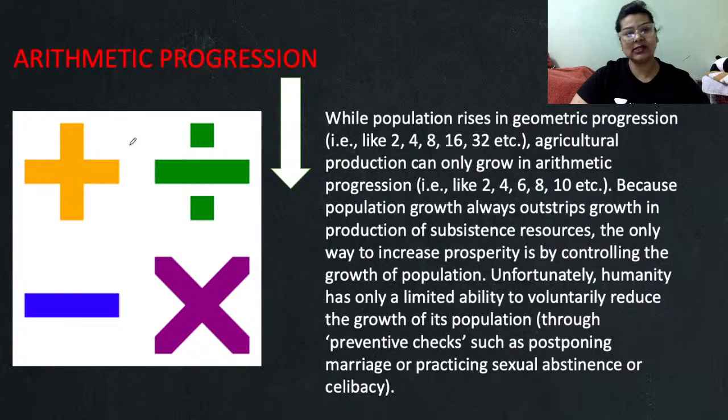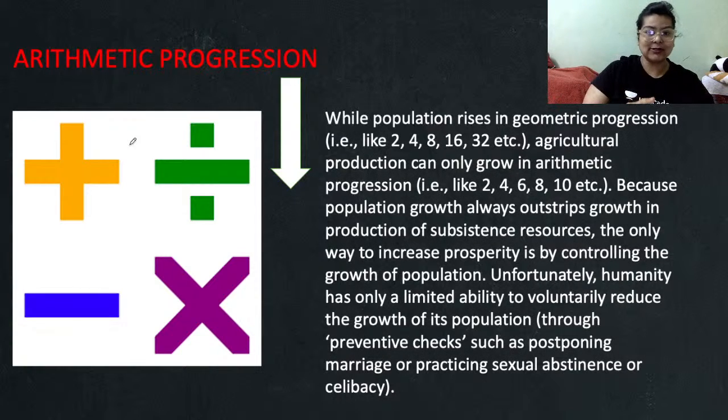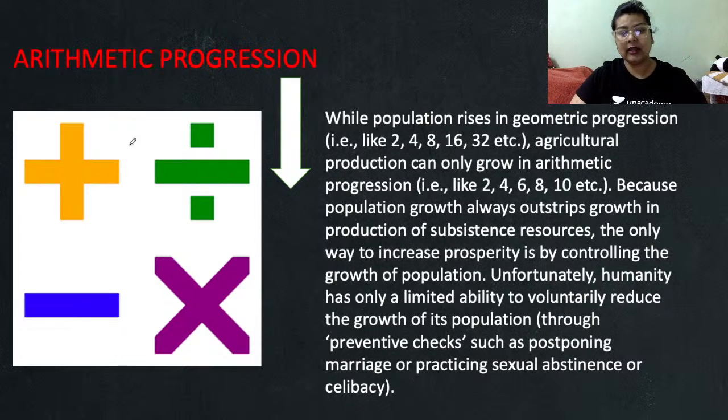The next thing he said was that it was based on progressions. Population rises in geometric progression, that is 2, 4, 8, 16, 32, etc., while agricultural production can only grow in arithmetic progression, that is 2, 4, 6, 8, 10, because the growth of population always outstrips growth in production and subsistence. He also said that unfortunately humanity has only a limited ability to voluntarily reduce the population of its group.